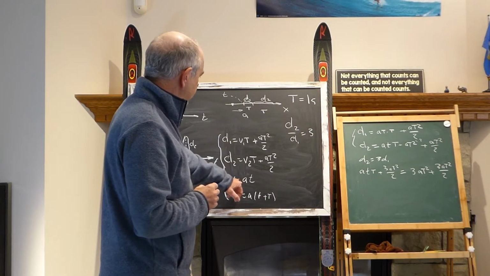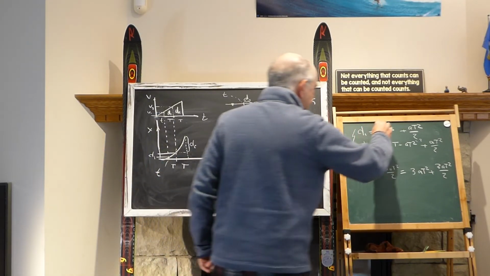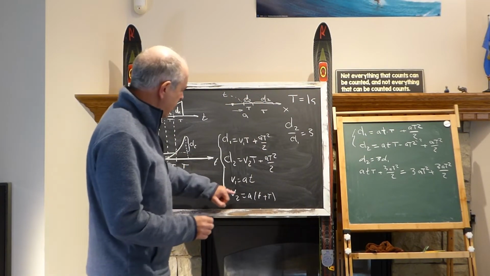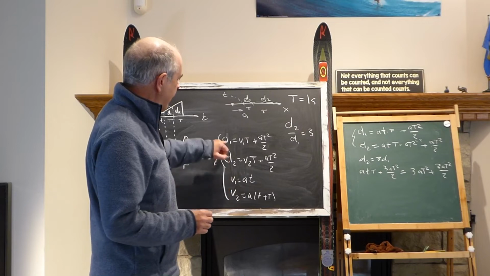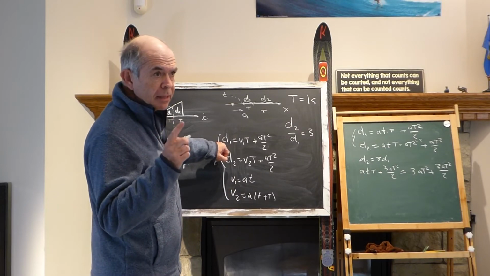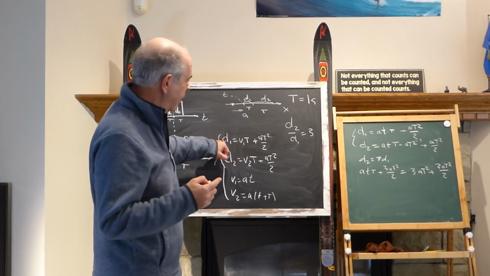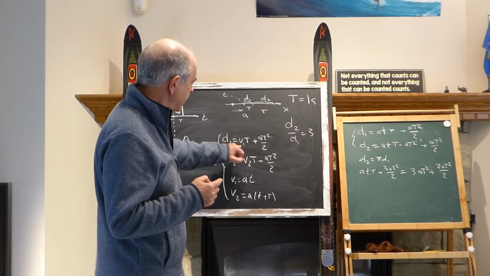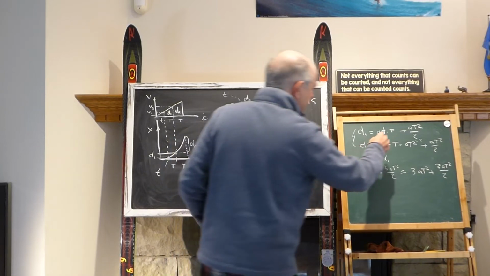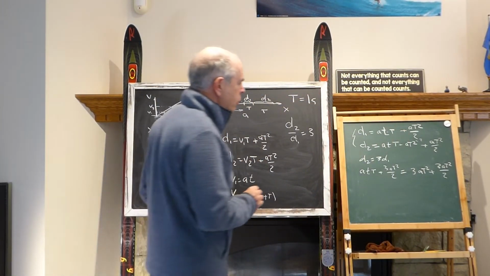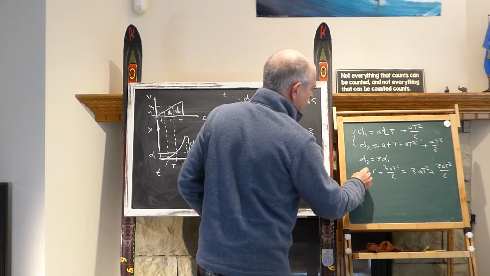D1, V1 equals AT, so this is ATT. Oh, this is a mistake, of course. When I was putting V1 here, see, it's very good when I make mistakes in the video, because then you see how I catch them and how I correct them. Because if I put this here, it would be AT lowercase t. Now everything is good.